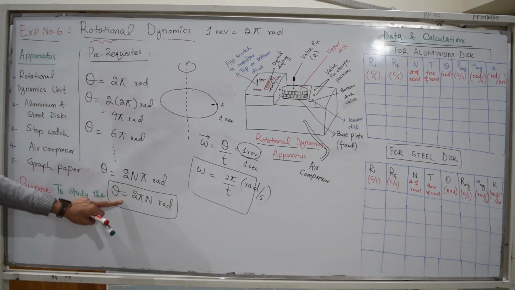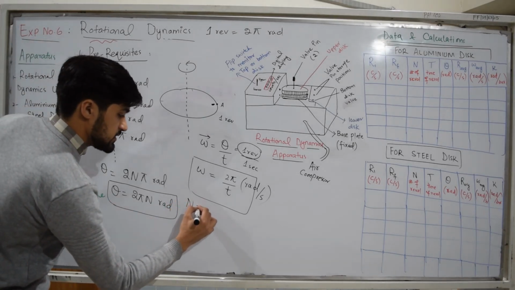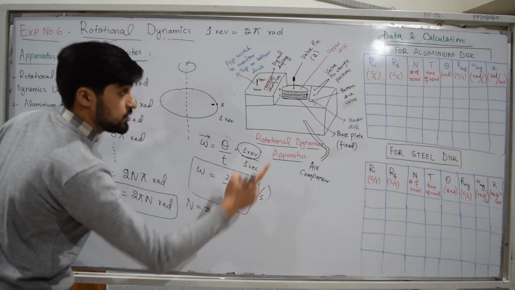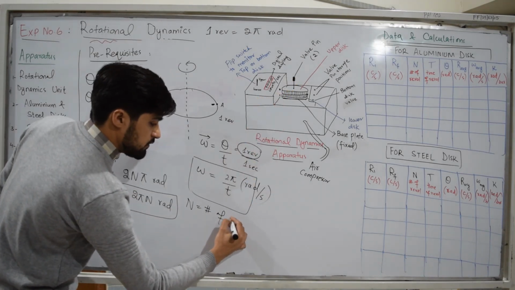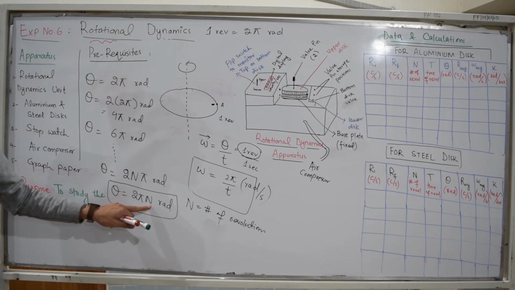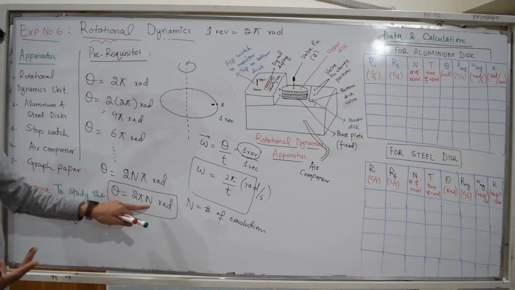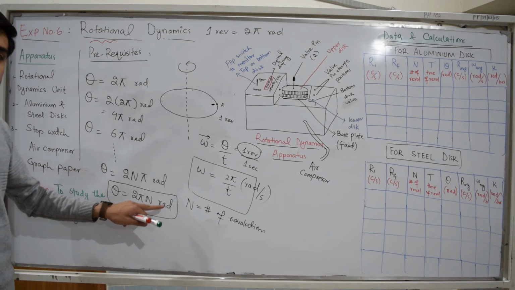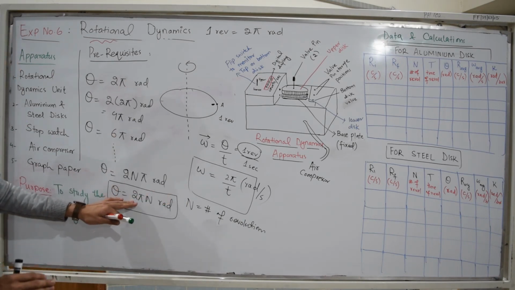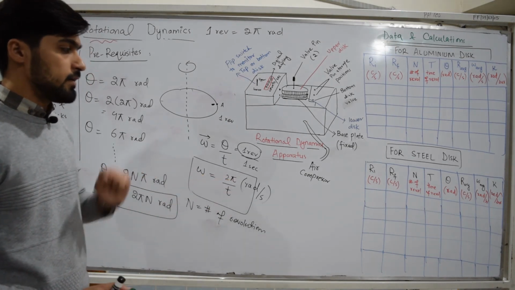We will be using this relation, theta equals 2 pi n, where n is the number of revolutions, as you can see in the table as well. 2 pi represents one revolution. So if n is 1, this is one revolution. If n is 2, this is 4 pi, so it represents 2 revolutions. Similarly, theta is related as 2 pi n radian. So we can use theta is equal to 2 pi n radian, and one relation is omega is equal to 2 pi by t.